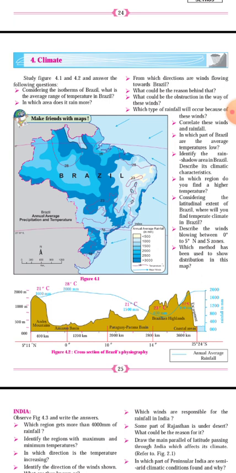Children, these terms you should remember: isohels, isotherms, isoheights. All these words are related to maps, showing equal distribution of different types of physical features on the surface of the map or on the surface of the planet. So first we will observe figure 4.1 and see the first question. Considering the isotherms of Brazil, what is the average range of temperature in Brazil?